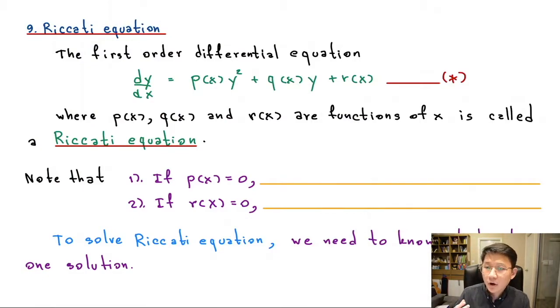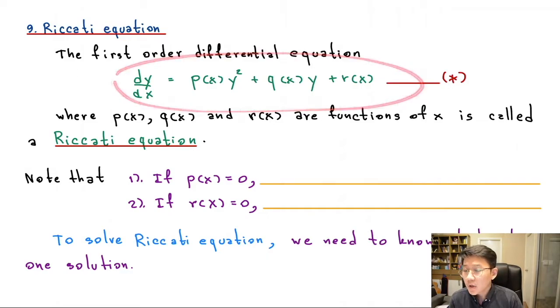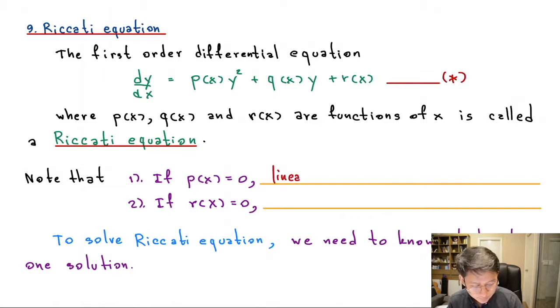So the first order differential equation in this form, where p, q, r are functions of x, is called a Riccati equation. Okay, guys, if you look at this equation, you can see that if p(x) is 0, it's actually linear. And if r(x) is 0, it's actually a Bernoulli.